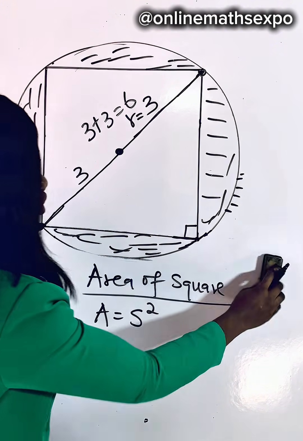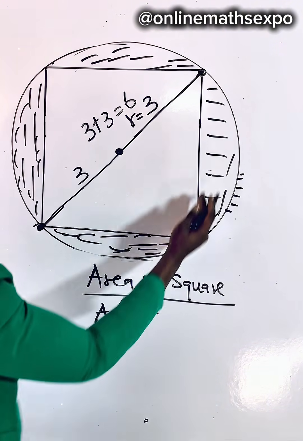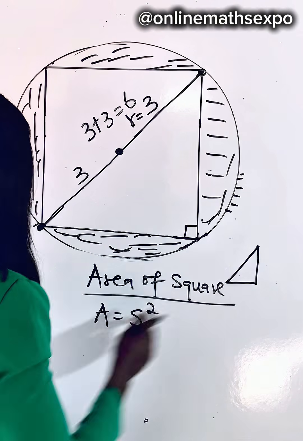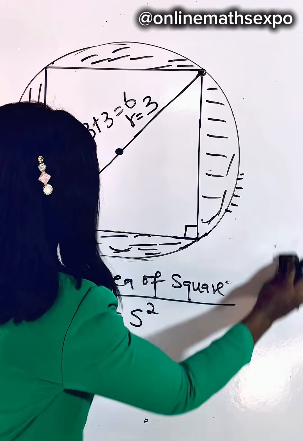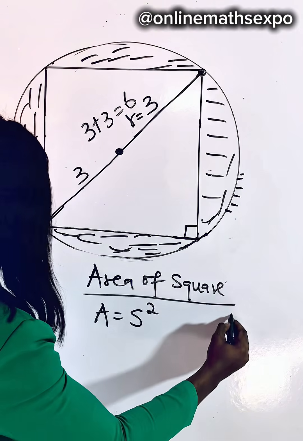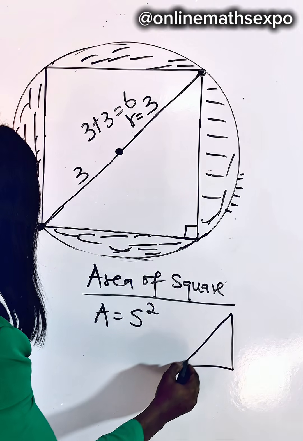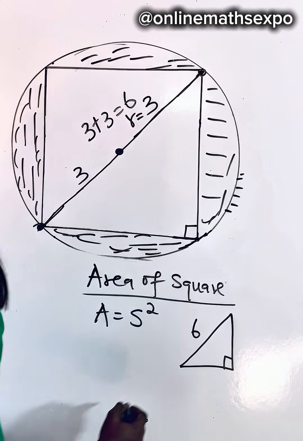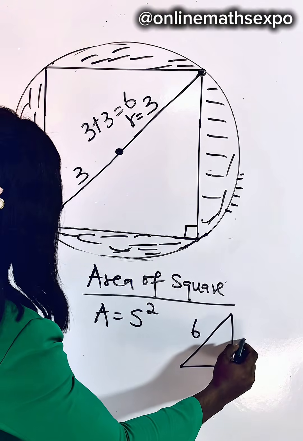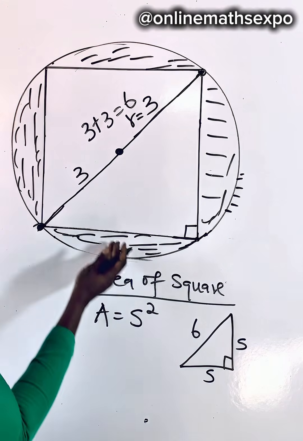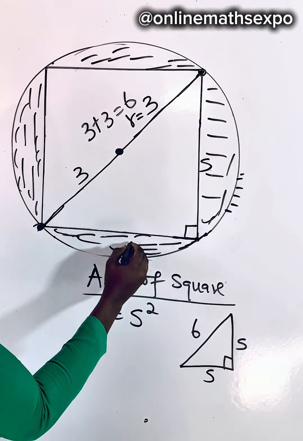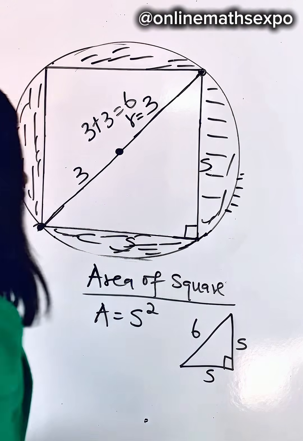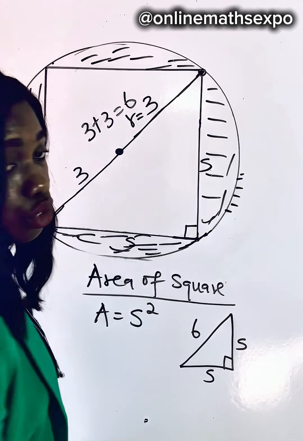So this is what we have. Let's bring it out. If you bring this part of the shape out, this is what you have. It's right angled here. Here is already 6. And this side is our S. And this is S. They are the sides of the square, which we are looking for. So what do you do now? When you have this kind of shape, it's called a right triangle.